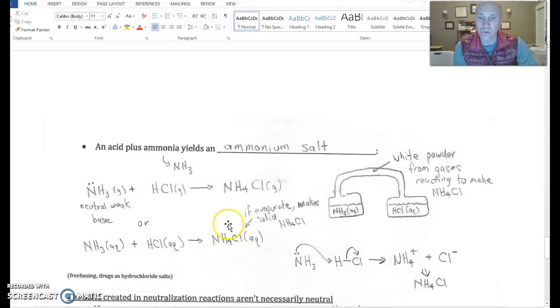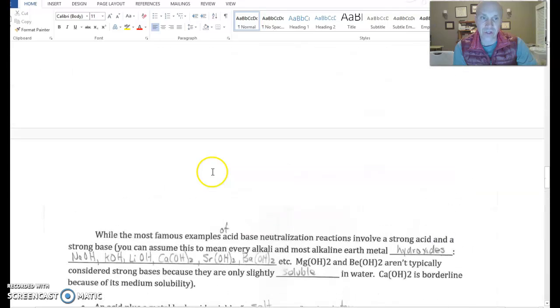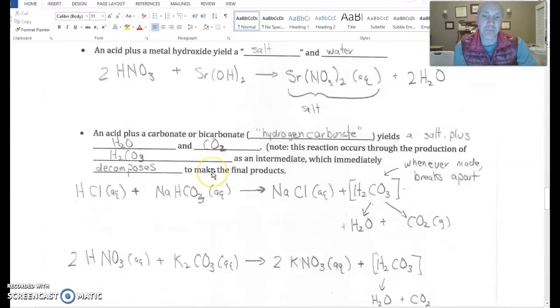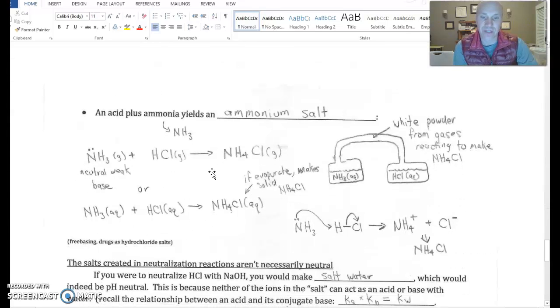So these are the neutralization reactions that you're responsible for. Make sure that you are able to recognize those and to balance those types of equations.